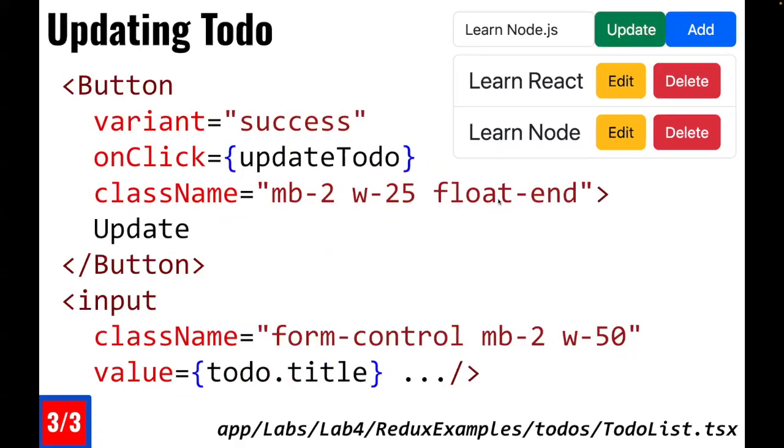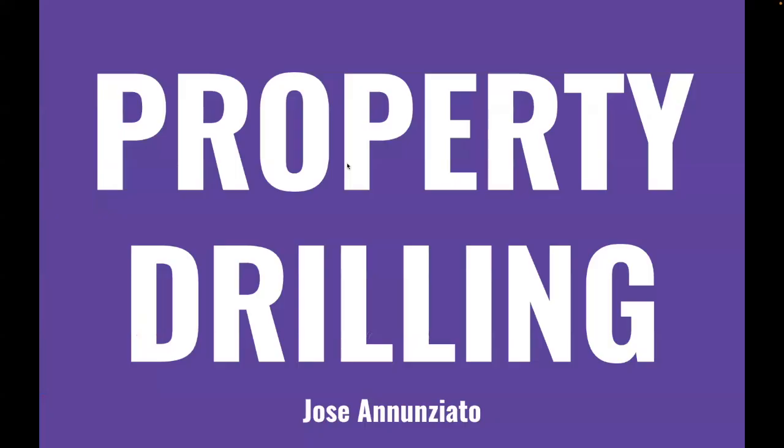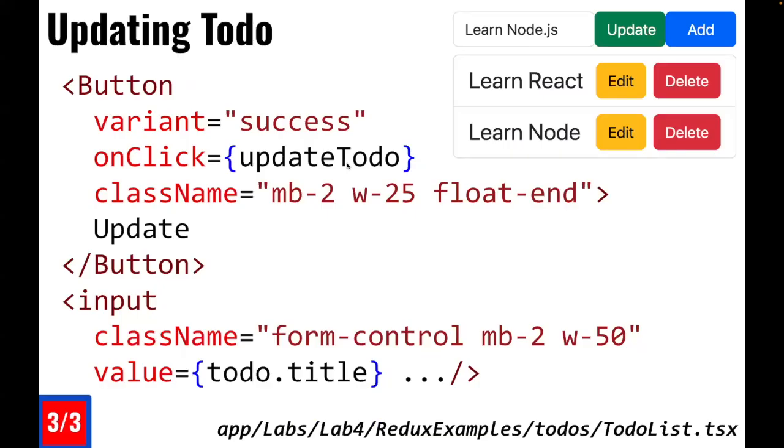And finally, we'll add an update or a save button, which will call update to-do, which I don't have here. Okay, I'll add it. I need an extra slide here that implements update to-do.